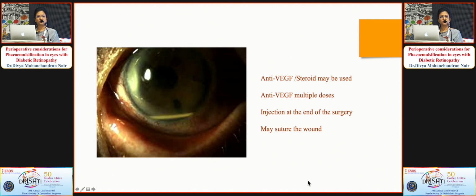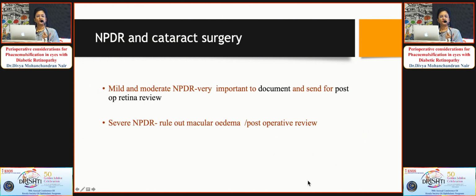And ideally, it is to be done at the end of the phaco surgery after all the viscoelastic and everything is washed out, in the inferotemporal quadrant. And if you're doubtful of any wound leaks, you can ask the surgeon to just suture the wound for you.